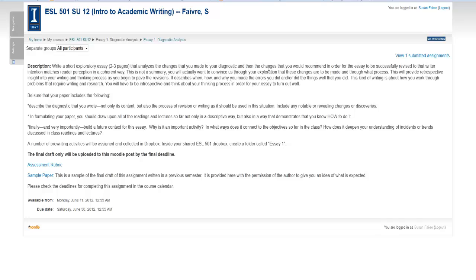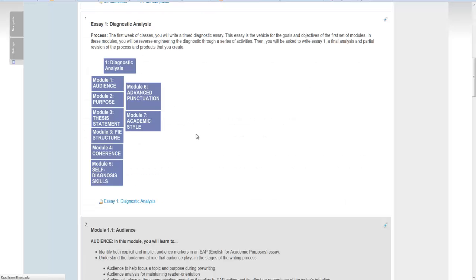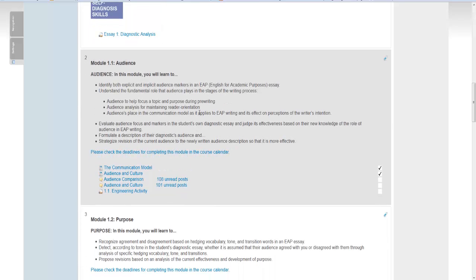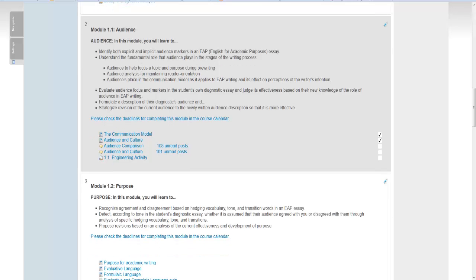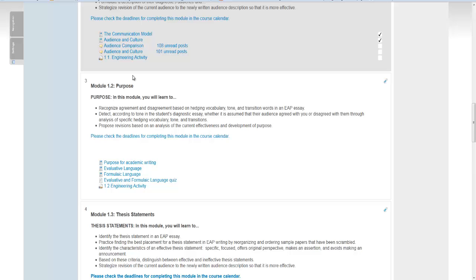What we're really looking for you to do is to demonstrate that you understand the goals and objectives of each of the individual modules. So if you're curious about whether or not you feel confident, you can always go to the main page and look at your different modules, and you'll notice that there are goals and objectives written for each one. So here for audience, can you identify the audience markers in your essay? Do you understand this fundamental role of audience? And the same for each of the other modules. You're going to see the objectives there.